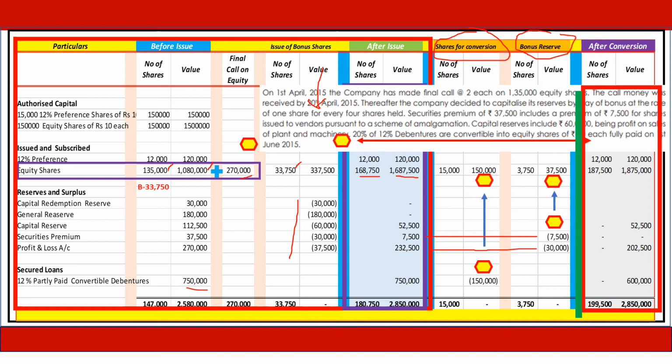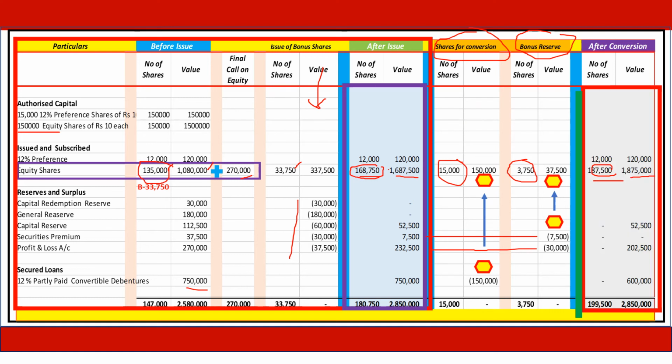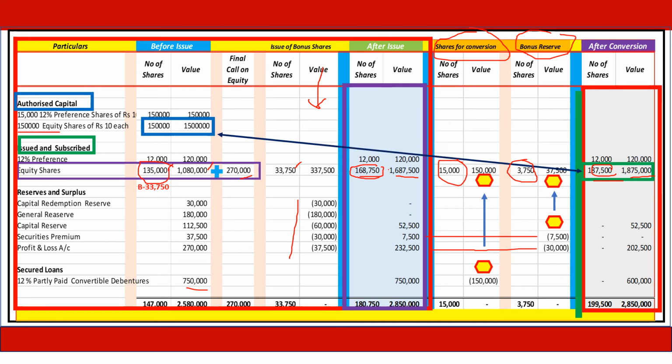What happens when all these things are done? Our total equity moves from 1,35,000 to 1,68,000 to 1,87,500 when we add the respective equity and the bonus reservation, and the value comes to 18,75,000. This is where we say our authorized capital has to be 18,75,000 plus. And once we do that, we will have compliance with the requirements of business.